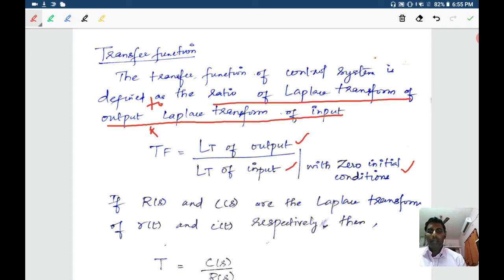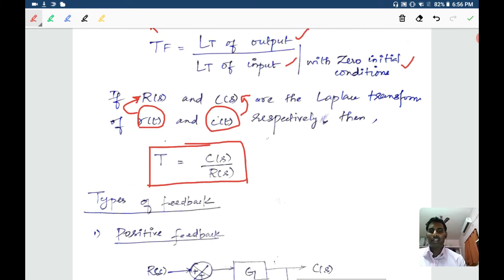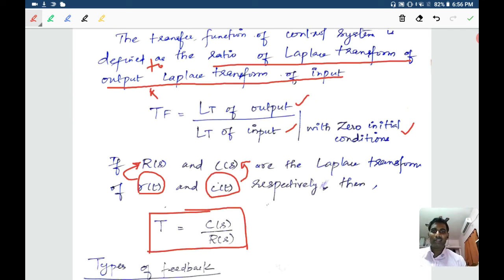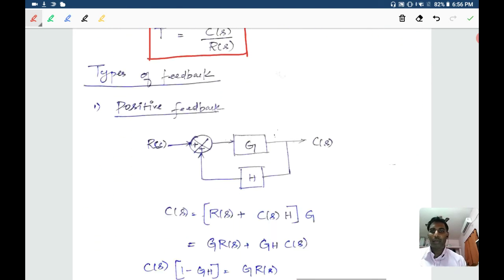We normally denote the system in time domain with the input as r of t and the output as c of t. The corresponding Laplace transforms are r of s and c of s. So the transfer function is normally given by T is equal to c of s divided by r of s. We will be seeing a lot of transfer functions in the future chapters and in this chapter as well. This is just an introduction to what a transfer function is: the Laplace transform of output to the Laplace transform of input.